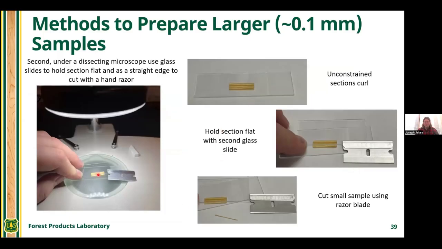And then once you have these sections, I again go to a dissecting microscope, and the transverse sections curl a bit. So typically I just use glass slides to hold them flat, and also as a straight edge, and then just use a hand razor to cut small pieces.